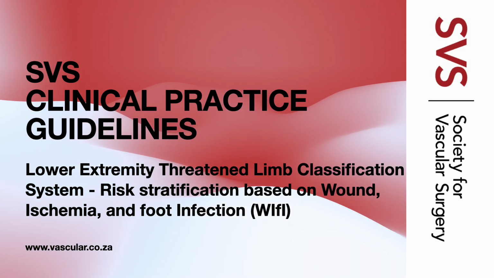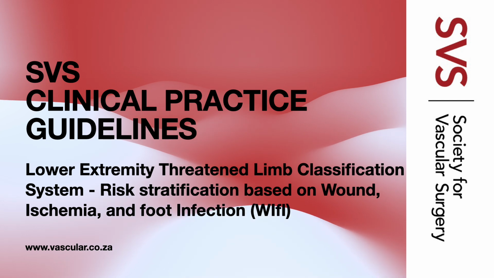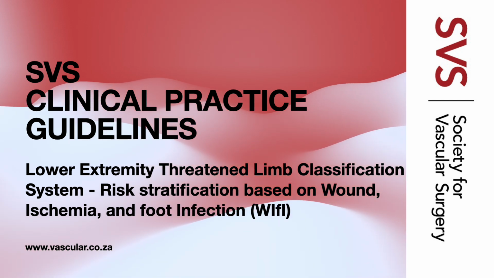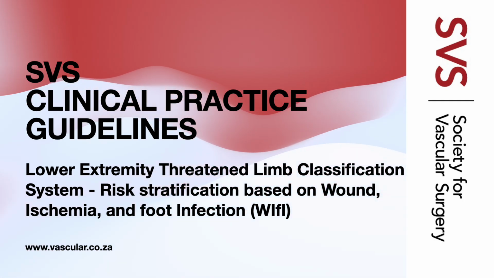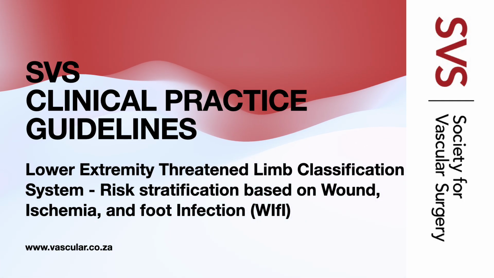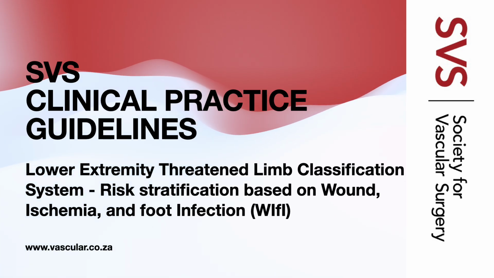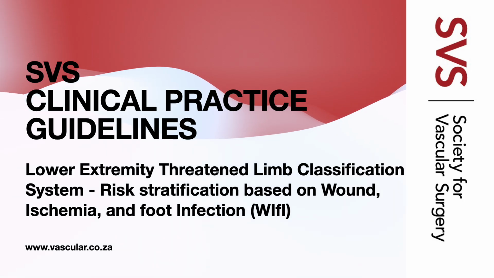Okay, the correct answer here is D, stage 4, high risk. Let's quickly analyze why. A deep heel ulcer involving the calcaneus plus gangrene extending into the foot clearly indicates a wound grade 3, extensive tissue loss. A toe pressure of 25 millimeters of mercury signifies severe ischemia, placing her in ischemia grade 3, less than 30. And a foot infection causing systemic inflammatory response syndrome is, by definition, a foot infection grade 3, severe.